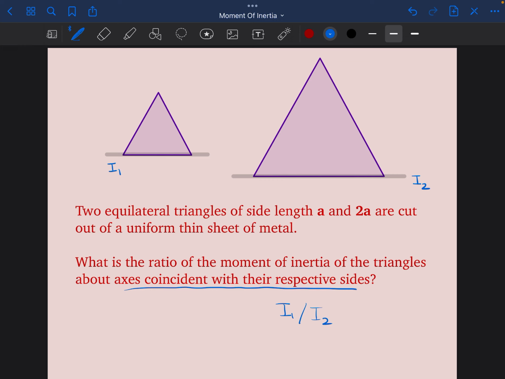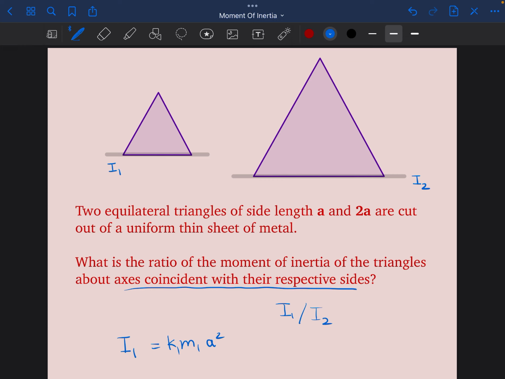So we can solve this without actually knowing the result of the moment of inertia. The moment of inertia of an equilateral triangle about an axis coincident with one of its sides will have some kind of formula, but we don't really need to know the formula. If we already know the formula, then it is obviously very easy, but we can also do it without knowing that formula, and that is the interesting part. So whatever that formula is for I1, it will be the mass of the first plate times a square times some constant, let's say k1, right?